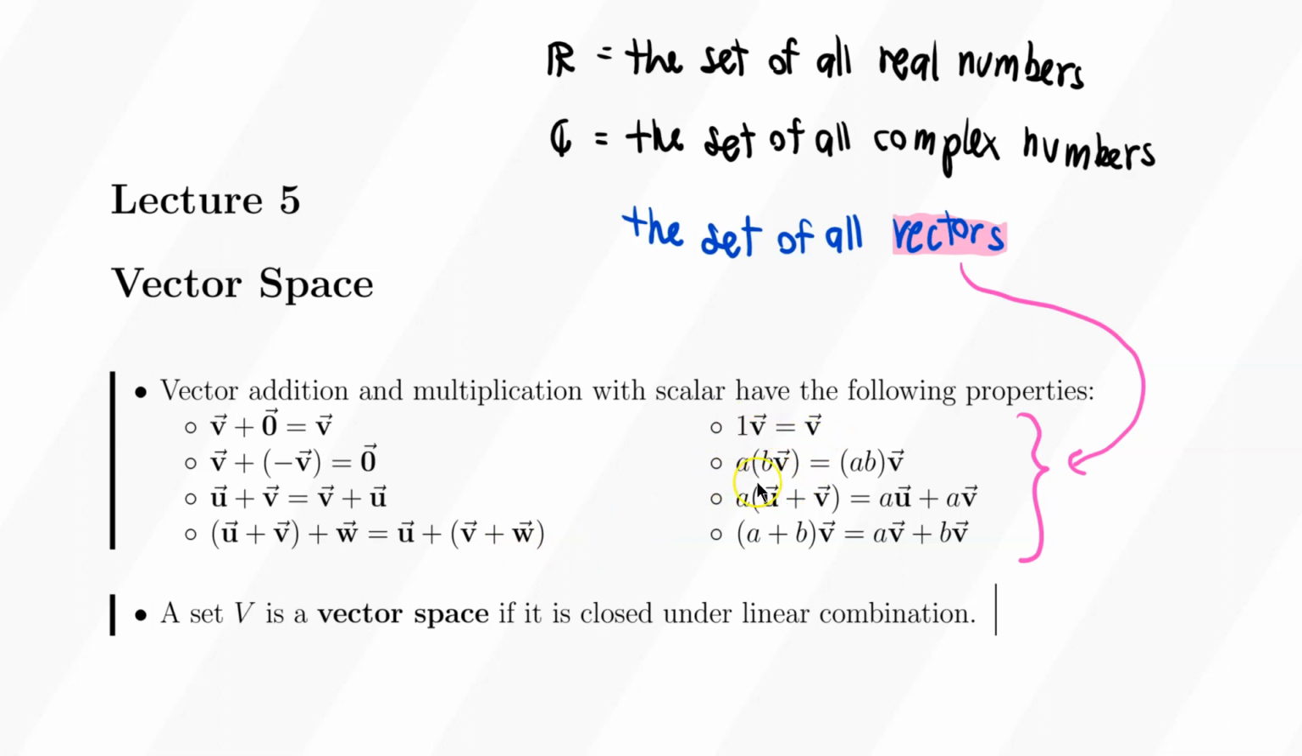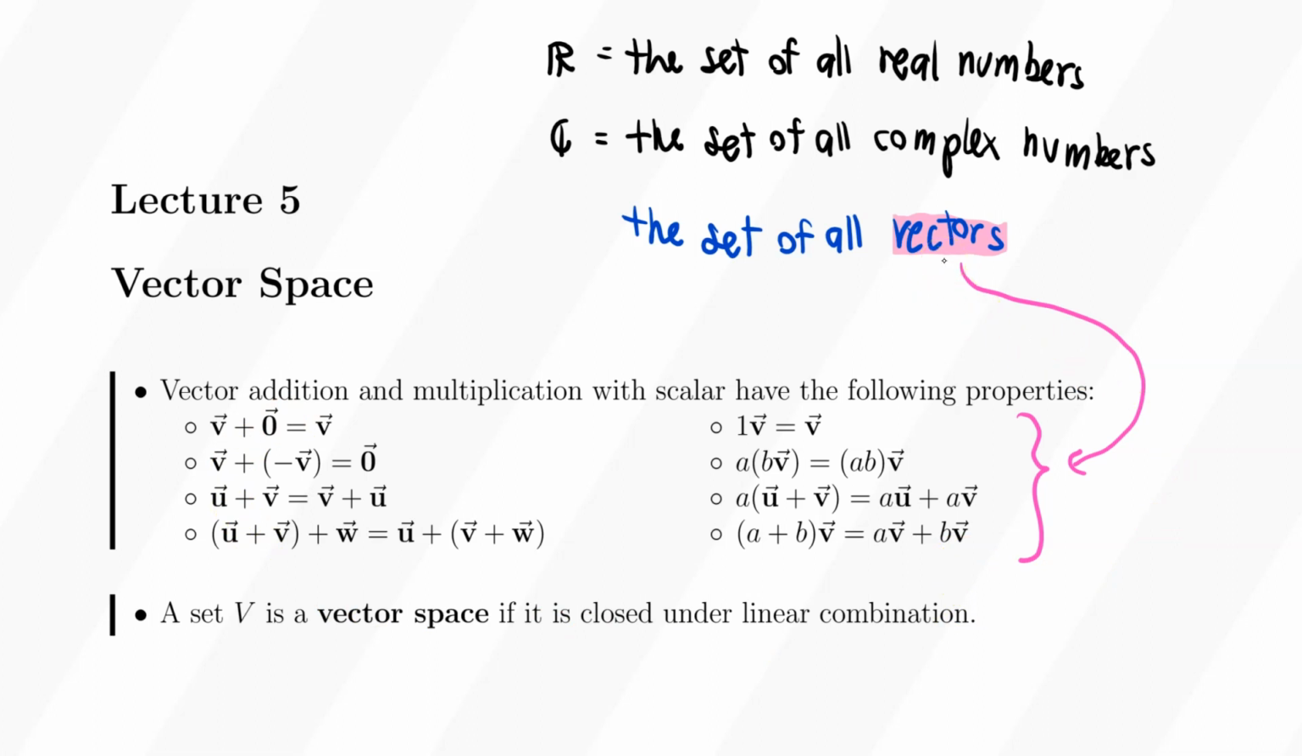If I multiply a to bv, that's the same as ab times v. Vectors are distributive. If I multiply a to u plus v, that's the same as au plus av. And if I multiply a plus b to vector v, that's the same as av plus bv as well. So this would apply to anything, not just the vector in the usual sense. As long as whatever I have satisfies all these properties, then I'm going to call those vectors.